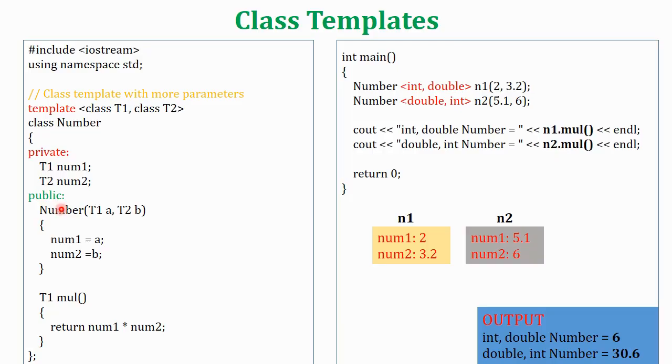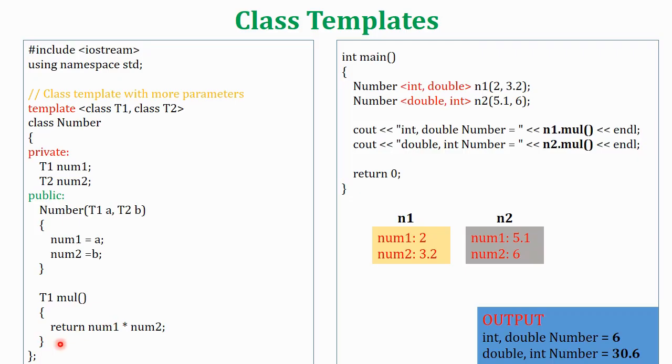And next one is the constructor. We are passing two parameters, and the two parameters are generic. We are passing the values and assigning the values to the variables. The next one is the operation, that is the multiplication. The return type is generic, so it will return the multiplication of the values here.